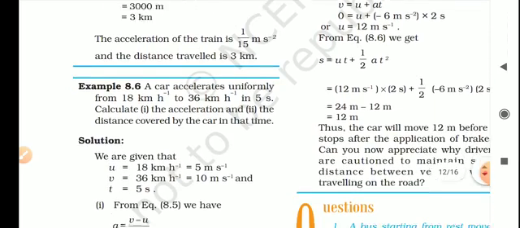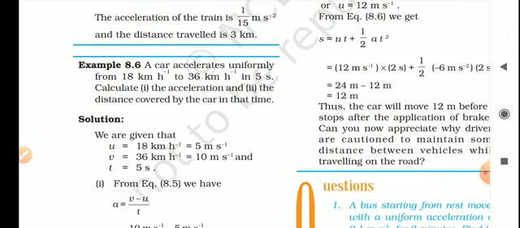Second example is a car accelerates uniformly from 18 km per hour to 36 km per hour in 5 seconds. Calculate the acceleration and the distance covered by the car in that time. So initial velocity and final velocity is given, time is also given. Only thing is kilometer per hour has to be converted into meter per second. So 18 km per hour into 5 by 18 will be equal to 5 meter per second.